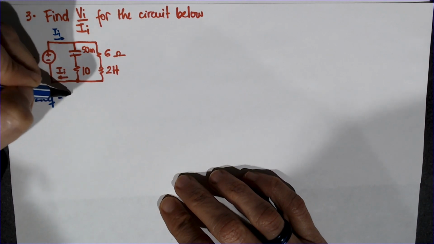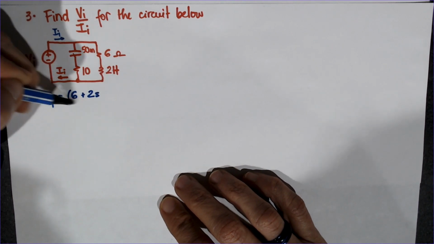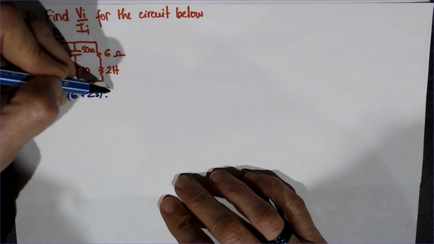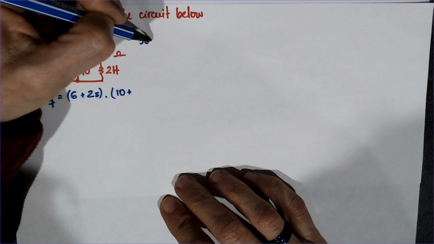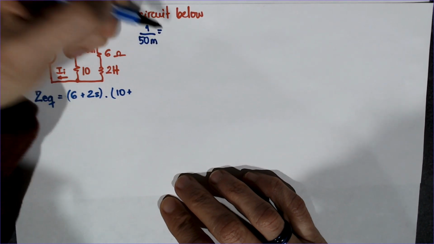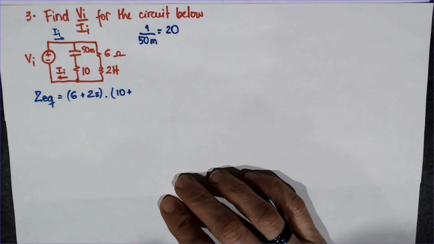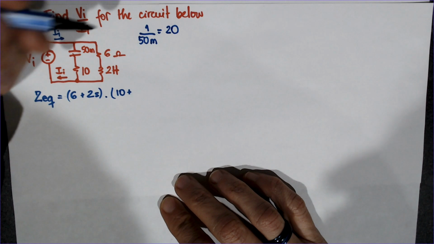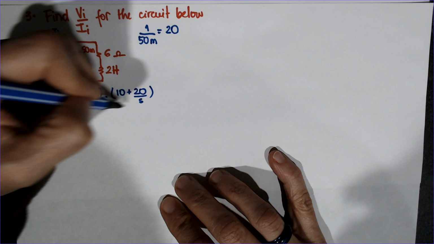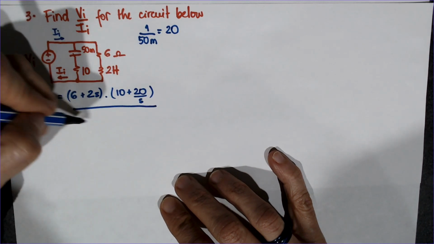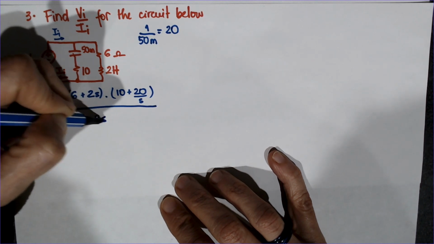I can actually immediately write 6 plus 2s, which is this part here, times the 10 ohms plus 50 milli. Let's just establish that 1 over 50 milli is 20, I'm hoping. Let me see. I think it's 20. And so this is going to be 20 divided by s. So this is for the capacitor. And now I'm going to add the 2. So it's the same thing as a parallel of 2 impedances.